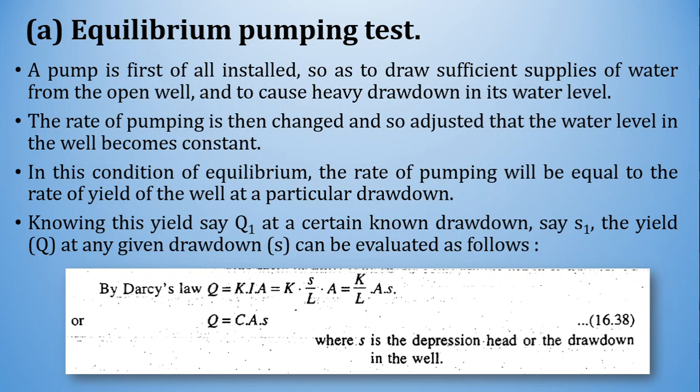So the term K upon L can be treated as a constant and denoted by the letter C. So Q is equal to C into A into S, where S is the depression head or the drawdown in the well. So with the help of this formula, by the pumping test, you can determine the yield of an aquifer or the well at the equilibrium condition.